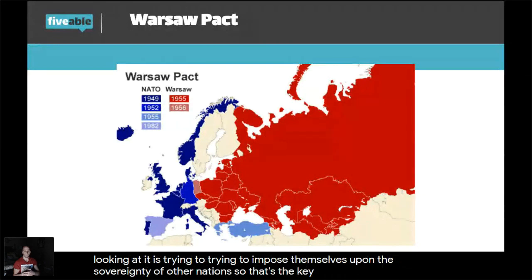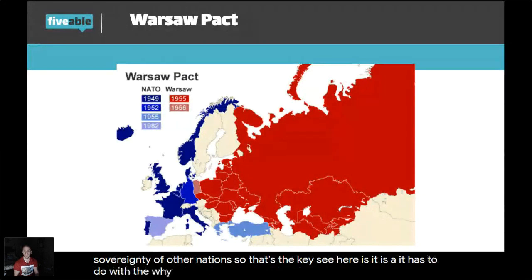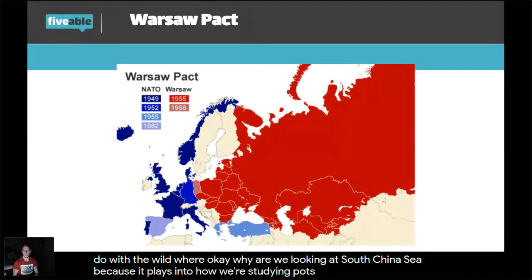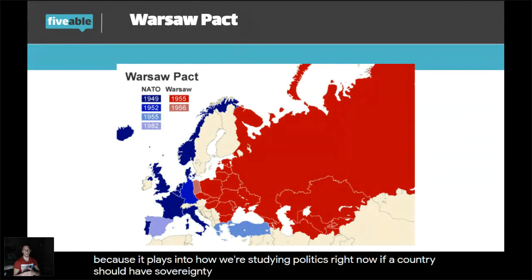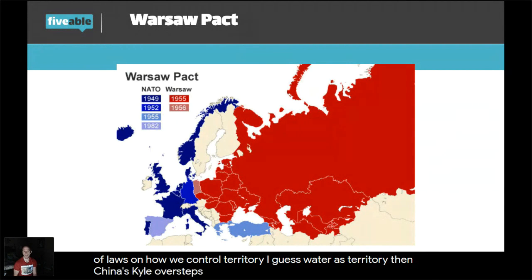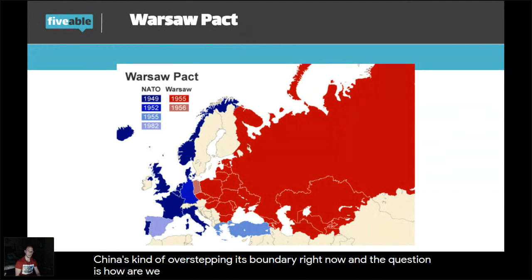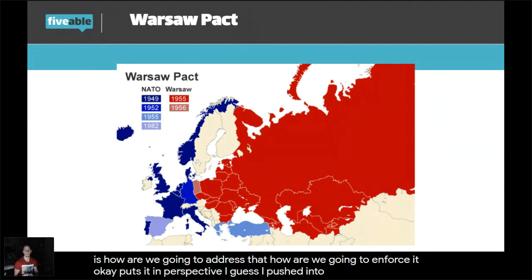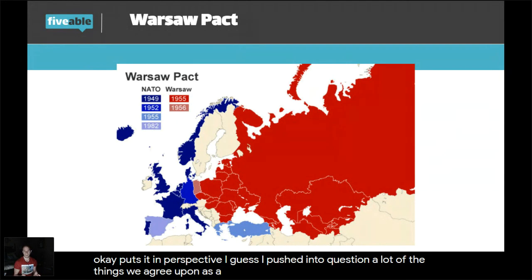It has to do with the why and where. Okay, why are we looking at the South China Sea? Because it plays into how we're studying politics right now. If a country should have sovereignty based on an internationally agreed upon set of laws on how we control water as territory, then China's kind of overstepping its boundary right now. And the question is, how are we going to address that? How are we going to enforce it? Okay, it puts into perspective, I guess it puts into question a lot of things we agree upon as an international community. So that's probably the main reason I would look at that.